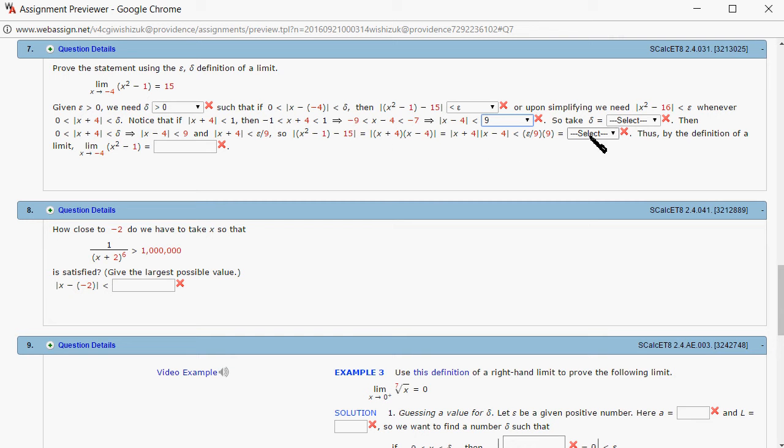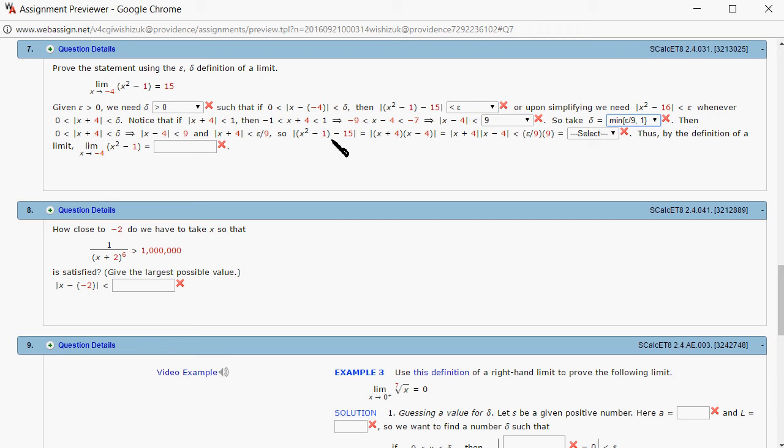So we take delta to be the minimum of epsilon over 9, comma 1. Then if the absolute value of x plus 4 is between 0 and delta, this implies that the absolute value of x minus 4 is less than 9, which comes from here, and also that x plus 4 is less than epsilon over 9.